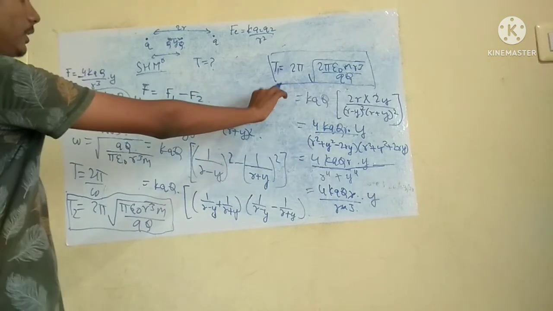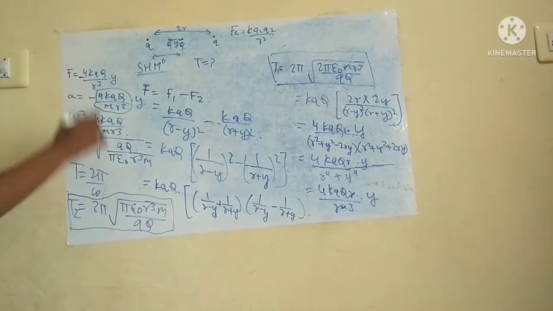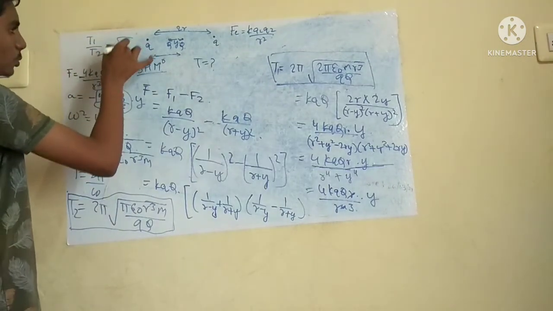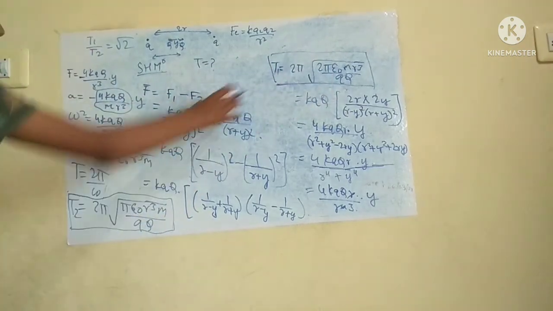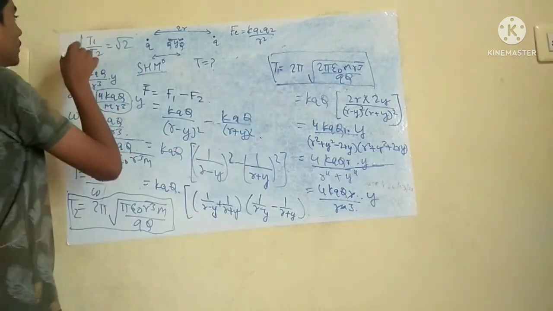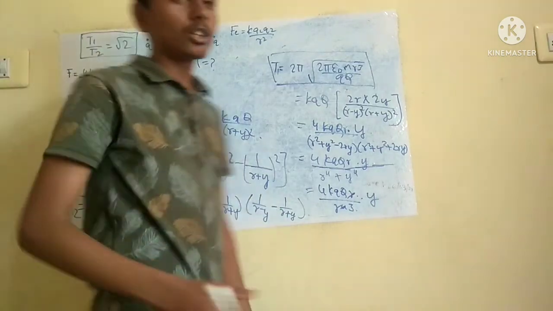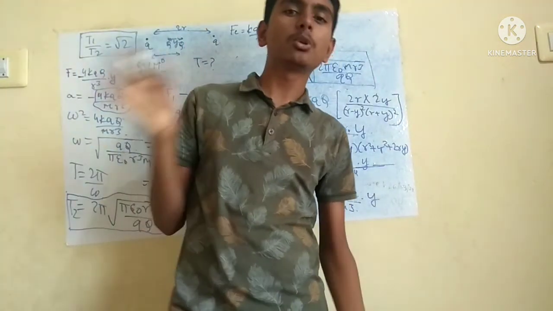Now you do t1 by t2. What will you get? T1 by T2, you will get the ratio root 2. Here 2 is only balancing, all others will get cancelled. This is an important result, and on this, in JEE Mains and JEE Advanced, they will ask questions.